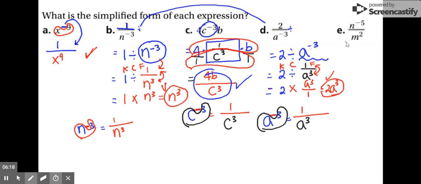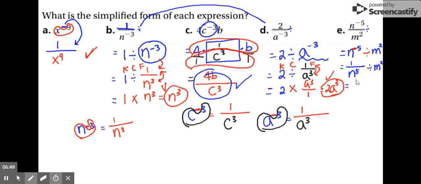Now let's do e. Okay, so now I'm going to just use division symbol. n to the negative fifth power divided by m squared. Don't panic. You can just go step by step. And we know that n to the negative fifth power, negative means 1 over, right? 1 over, and then you put the leftover n to the fifth divided by m squared.